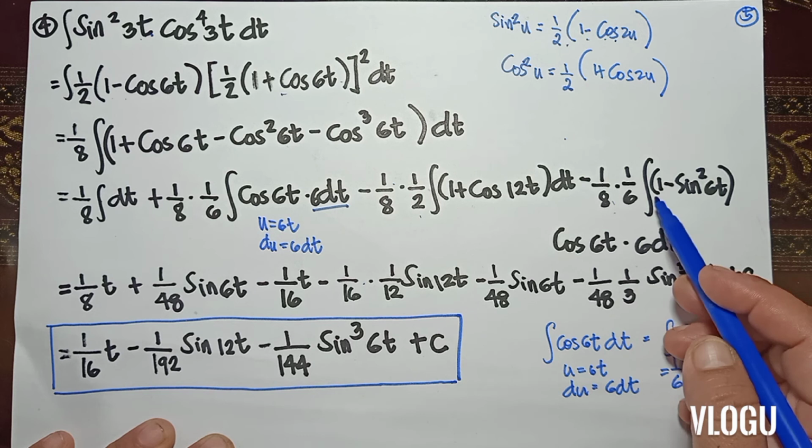So that's the reason in our final answer, if you are going to combine everything, you will have 1 over 16t minus 1 over 192 sine 12t minus 1 over 144 sine cube 6t plus c.